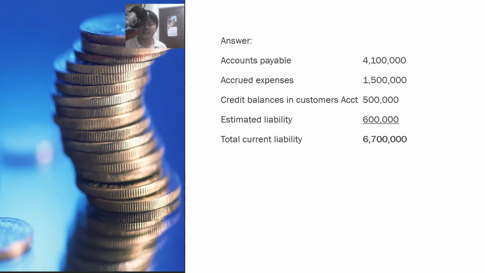So, the answer is letter A, 6.7 million or 6,700,000. So, ang kasama is yung accounts payable na 4 million plus, i-add back mo yung 100,000. Yung accrued expense, kasama. Credit balances in customer's account is included, 500,000. Estimated liability na 600,000 sa pag-redeem ng coupon.